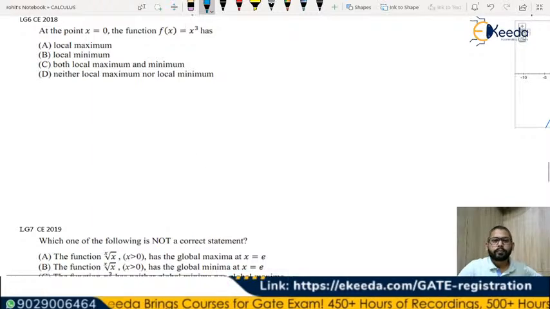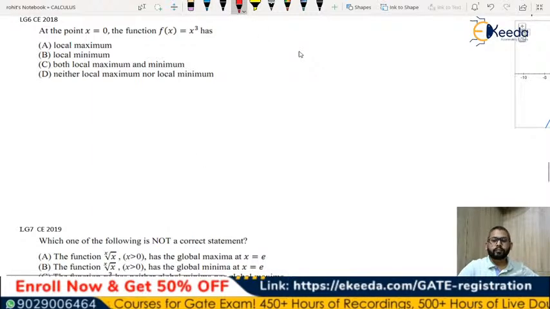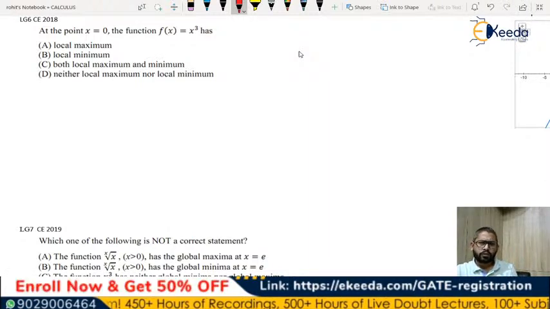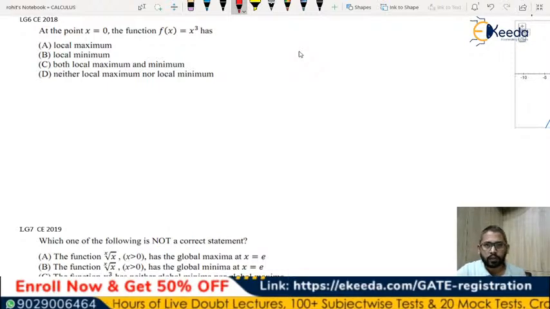Let's try the next question. It is a very simple question. Of course, you can do it. It says that the point x equal to 0 for the function f of x equal to x cube.